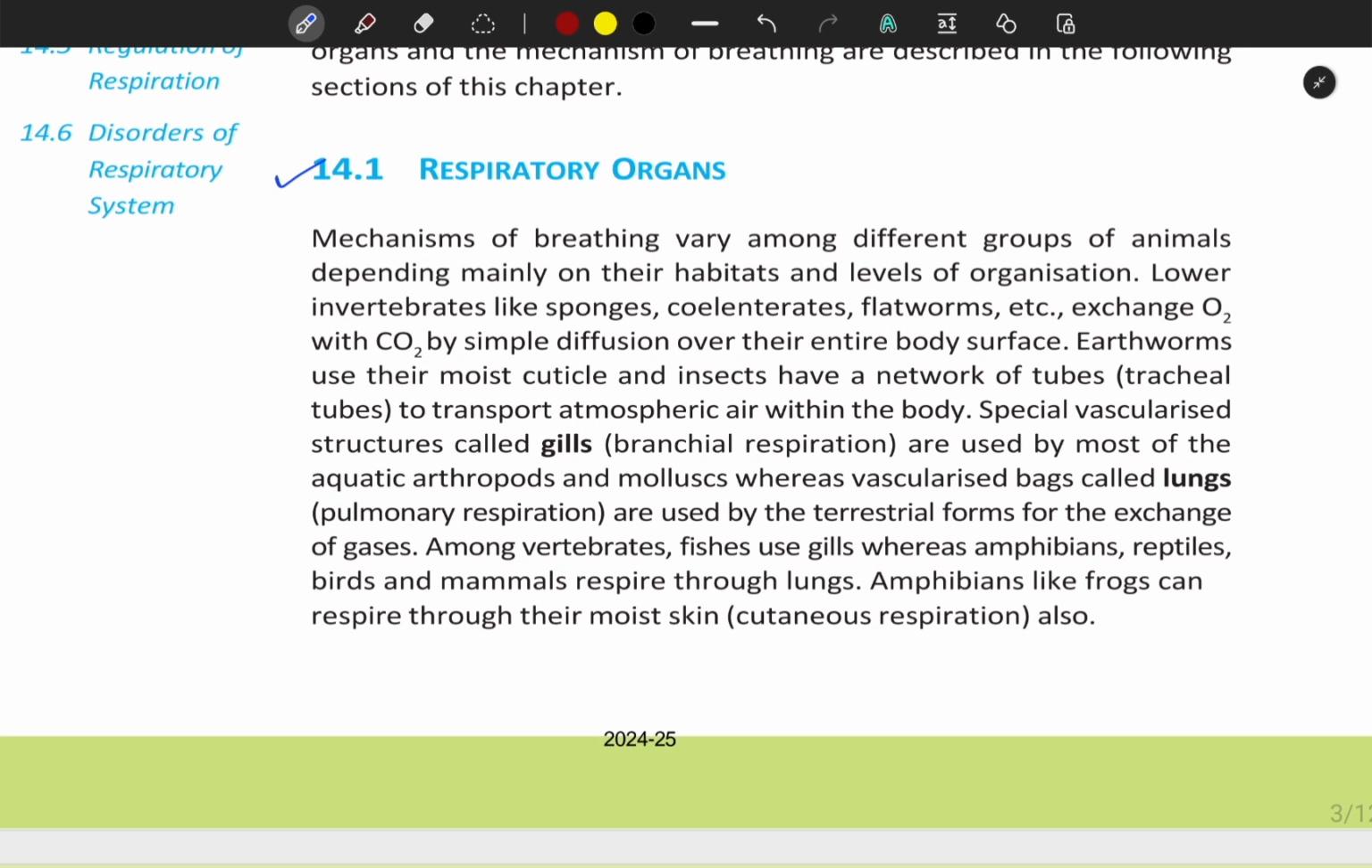Earthworms use their moist cuticle, and insects have a network of tubes, that is tracheal tubes, to transport atmospheric air within the body. Special vascularized structures called gills, that is branchial respiration, are used by most of the aquatic arthropods and molluscs, whereas vascularized bags called lungs, that is pulmonary respiration, are used by the terrestrial forms for the exchange of gases. Among vertebrates, fishes use gills, whereas amphibians, reptiles, birds and mammals respire through lungs. Amphibians like frogs can respire through their moist skin, that is cutaneous respiration, also.